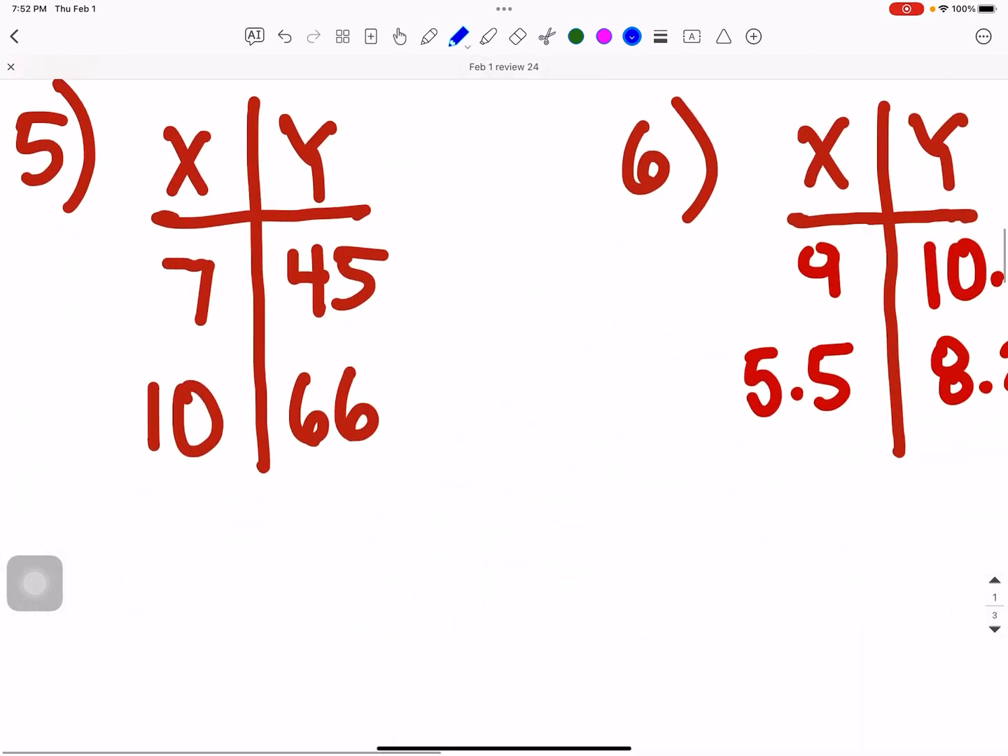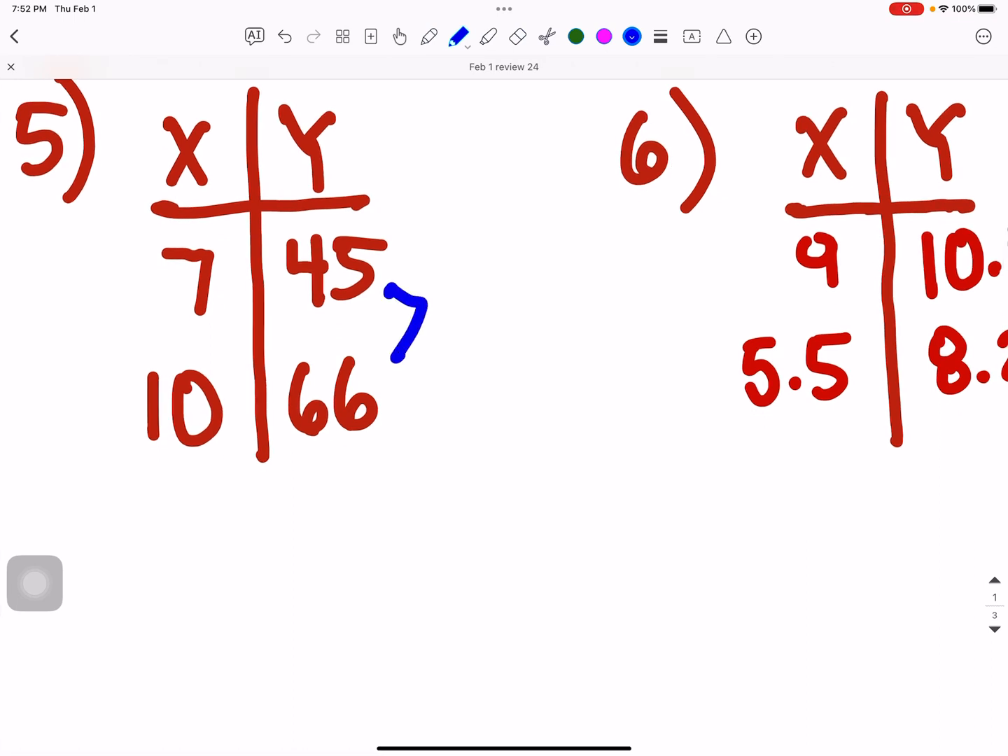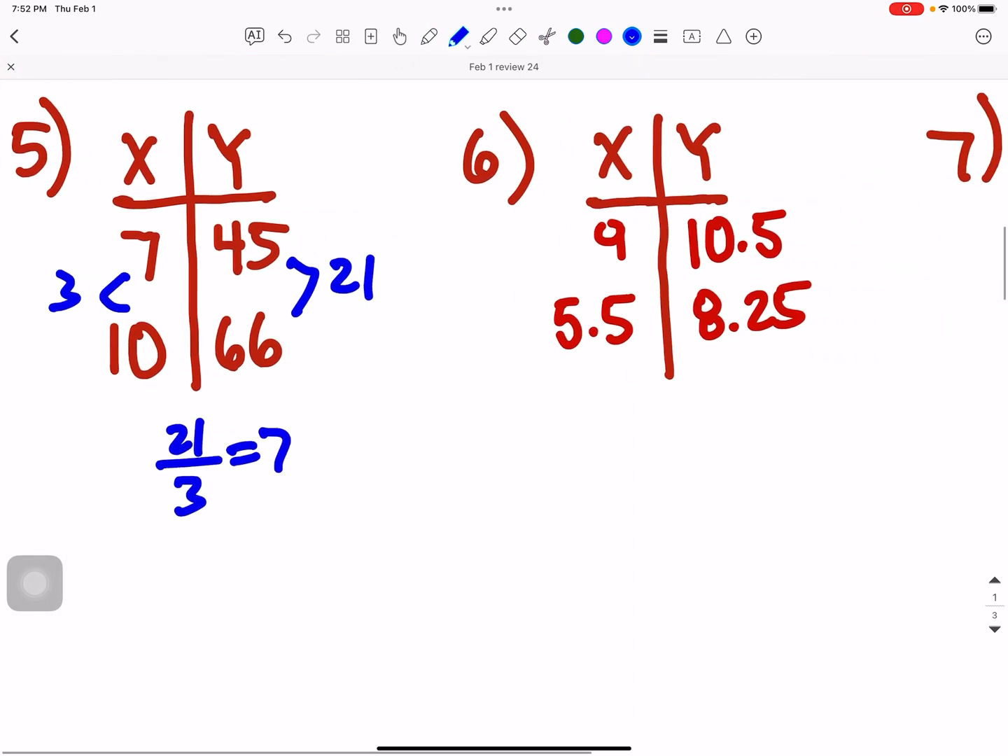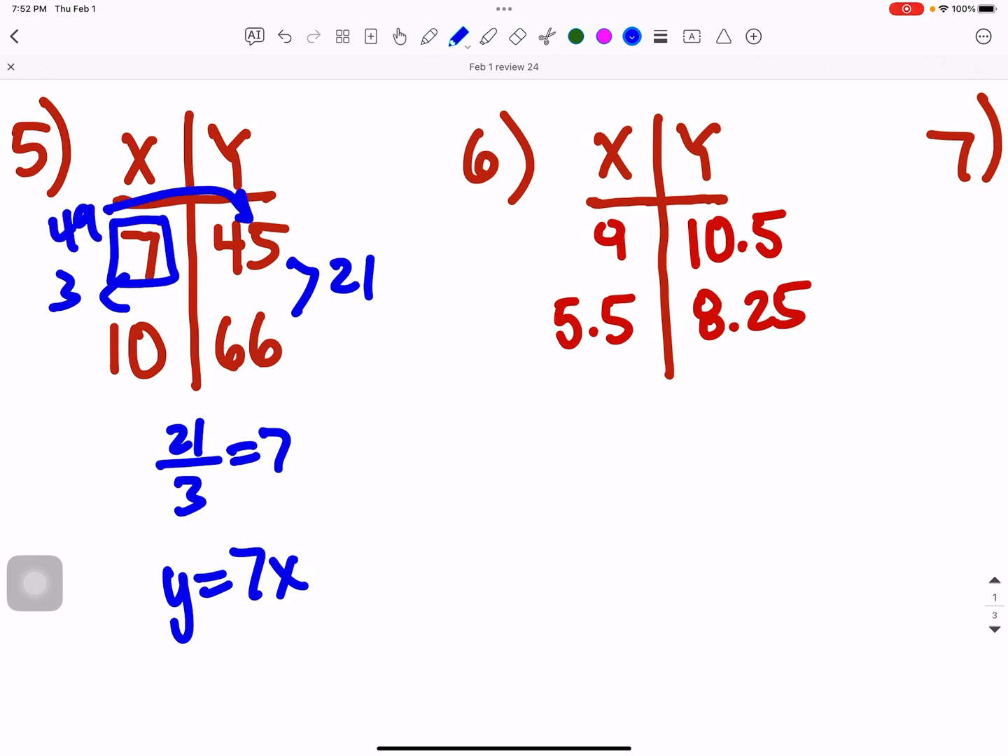The next ones, this goes up 21. This goes over 3. 21 divided by 3 is 7. So the slope is 7. So y equals 7x. If I take 7 of my x's, that's 49. I'm shooting for 45, so I still need to take away 4.